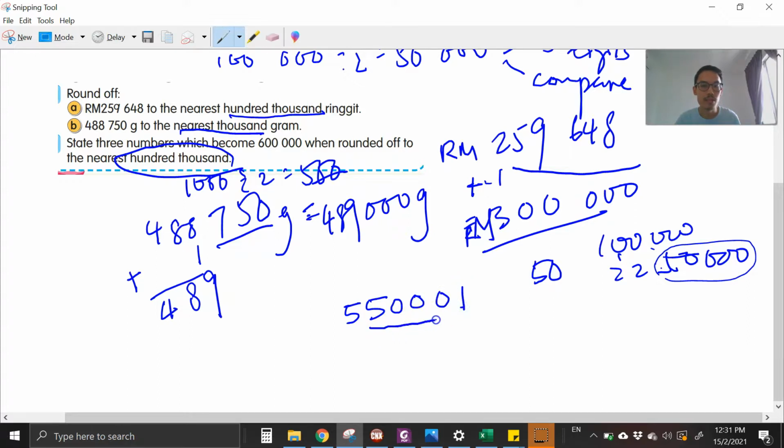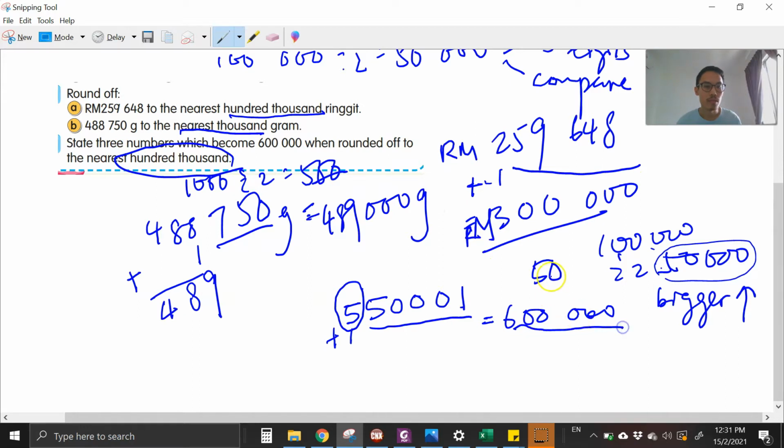So 500, you can write any number as long as bigger than 50,000. Can you see this is bigger than 50,000? Then you have to plus 1. When you plus 1, it becomes 600,000. Okay, you write any number starting with the number 500,000, and then the last 5 digits, you just write any number bigger than 50,000. Bigger than 50,000, you will round off to 600,000.